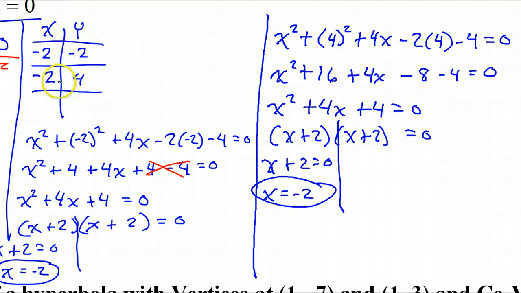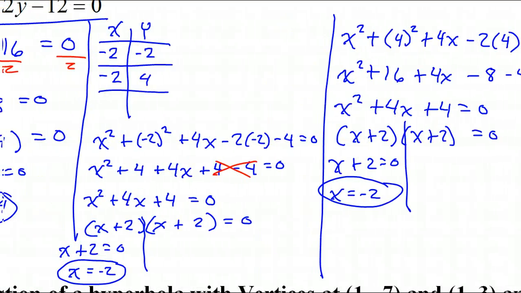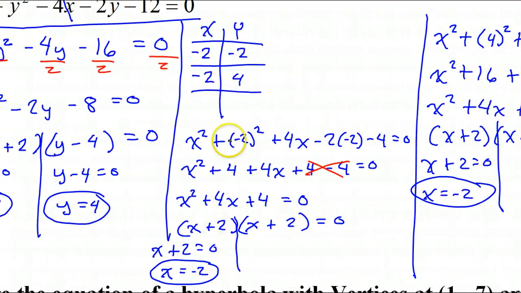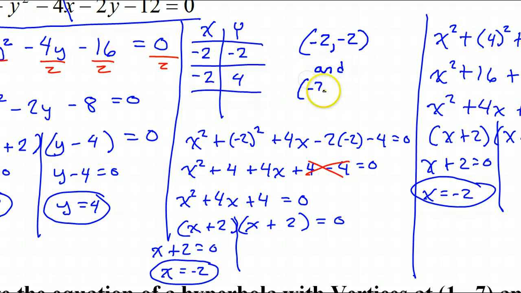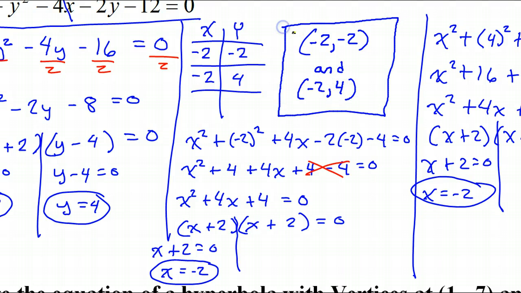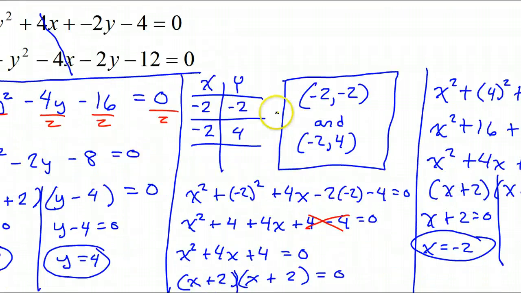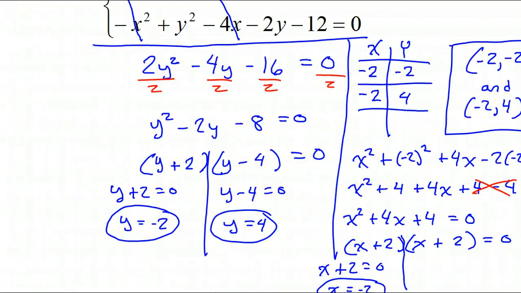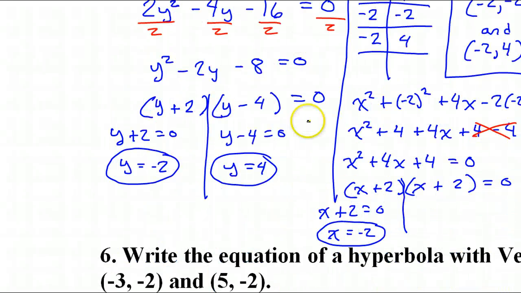Now this is a little bit of a coincidence. It's not always going to be the same x value. It just happens to be the same x value this time. But anyway, that's it. So these are the two points of intersection, the two solutions: -2, -2, and -2, 4. That is it. That's all she wrote for problem number 5.